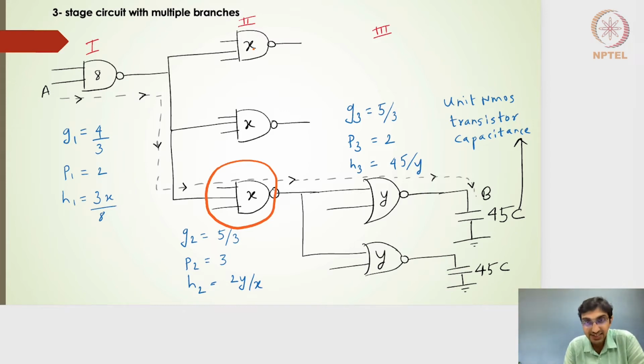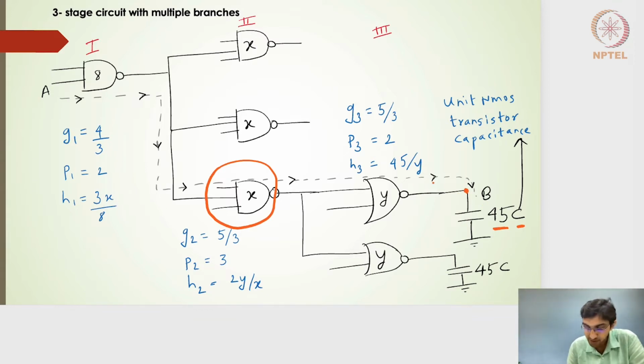So the second stage sizes, all of them, whatever gates we have here in the second stage, the 3 input NAND gates, all of them have a size of X. And in the third stage, all the 2 input NOR gates have a size of Y. And the output is connected to some external capacitance, which is normalized to 45 times C. So that means 45 times the unit NMOS transistor capacitance is the effective load seen at the output B here.